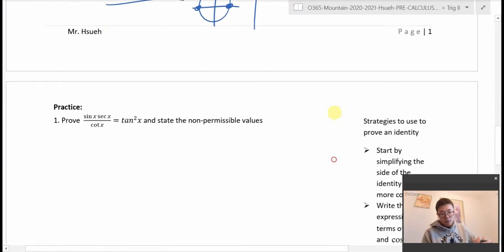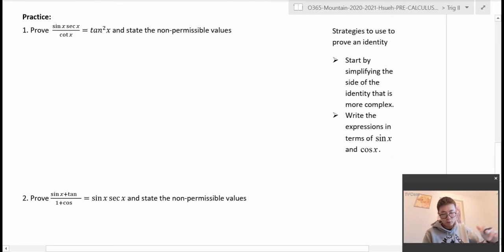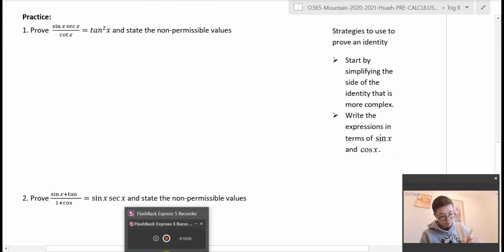Again, here is the strategy we can use: start by simplifying the side that's more complex, and always write everything in terms of sine and cosine. Here are a couple of questions for you to practice, and I'll let you try them. Good luck. I will show you the full solution too.